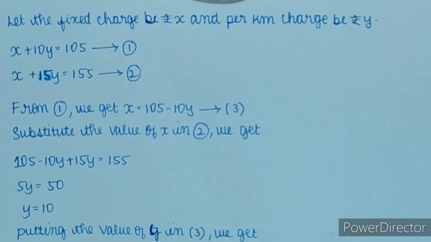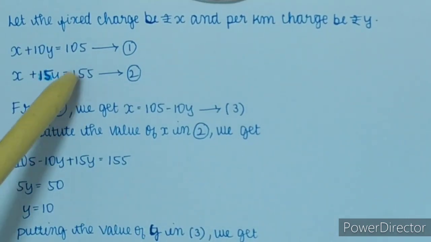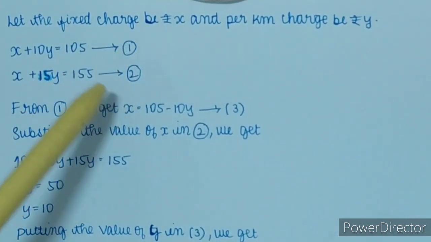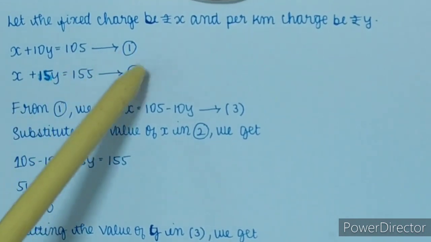In the same way, again for the distance of 15 km, the charge is 155. It consists of both the fixed charge and the per kilometer charge. So the fixed charge x plus, for a distance of 15 km, the per kilometer charge is y, so y into 15. So x plus 15y is equal to 155. These are the two equations. Mark them as first equation and second equation.